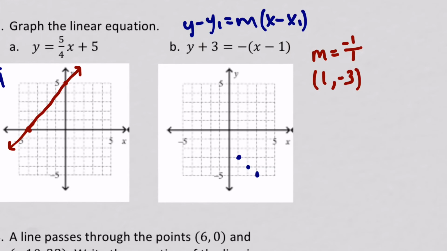You could draw more points by going in the opposite direction. Up 1, left 1. Up 1, left 1, and so on. That way you have a more accurate line. So here we go. Connect those dots. And boom, we're done.